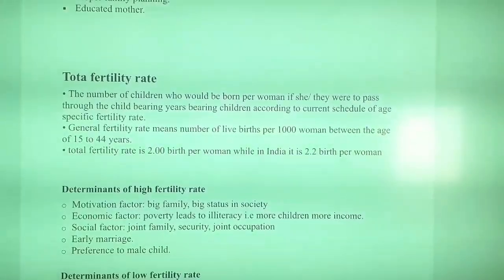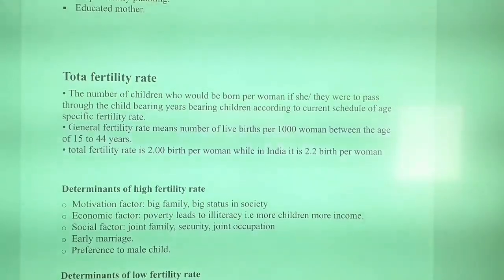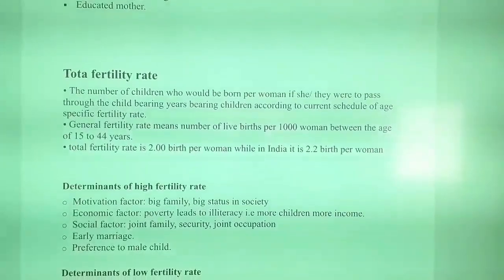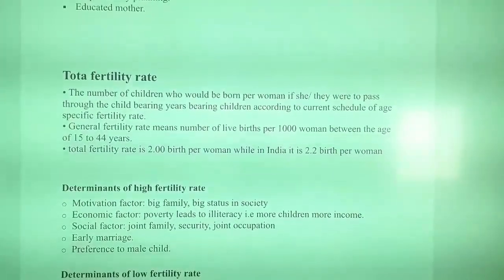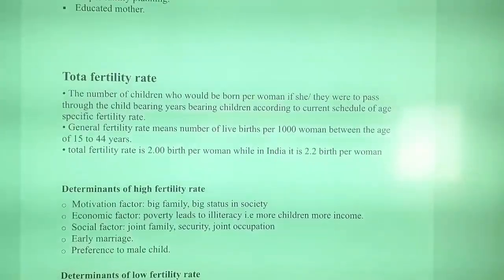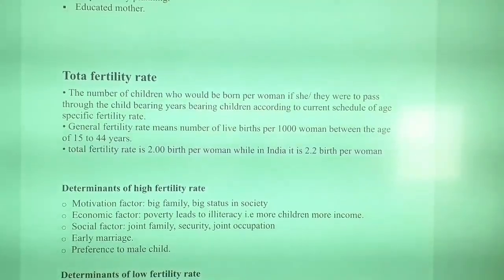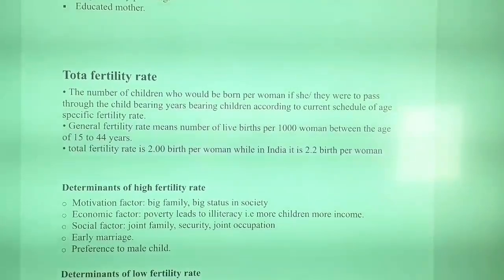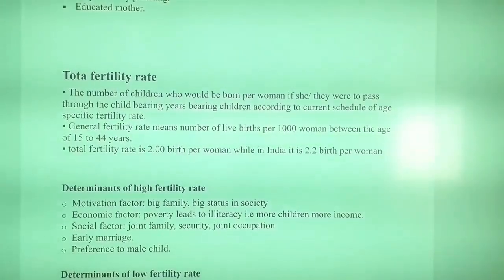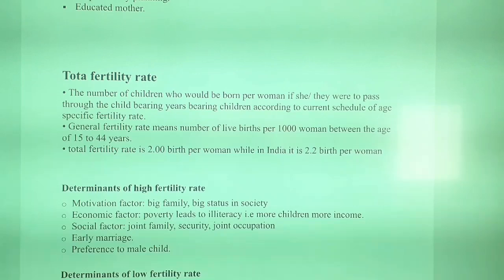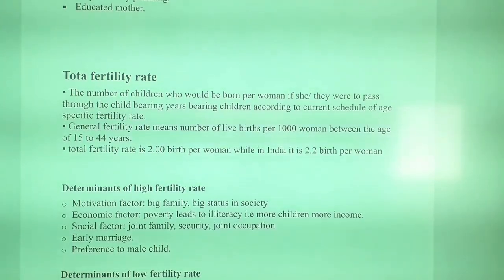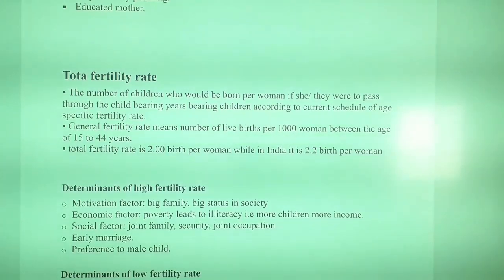The next component is fertility rate. In a given population, how many women are there in their fertile age? Normally the fertile age is considered to be from 15 to 24 years. Fertility rate can be high. How can fertility be increased? By a big family, big status in society, economic factors, social factors, early marriages and preference for a male child.